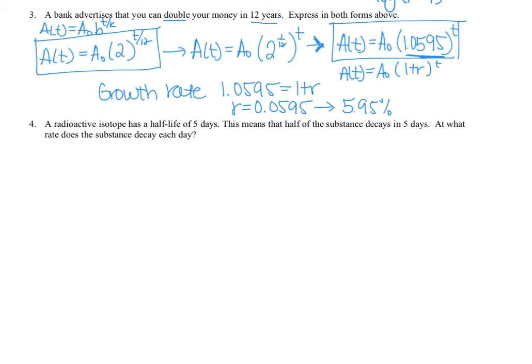The next one is similar. We have a half-life of 5 days. So that is telling me that my base is 1/2 and my k is 5. So we're asked to find at what rate does the substance decay each day. So I'm going to take this and put it in my other form by doing 1/2 to the 1/5 in my calculator.